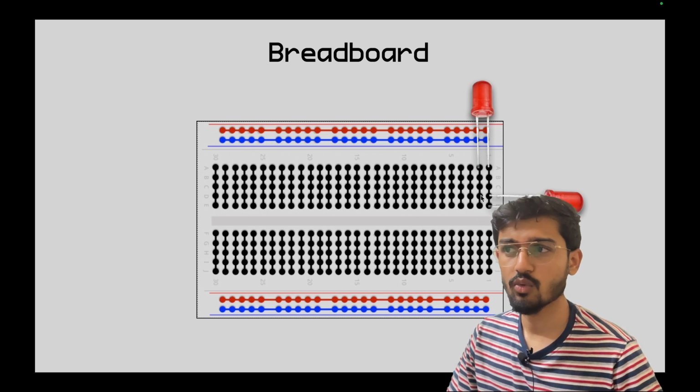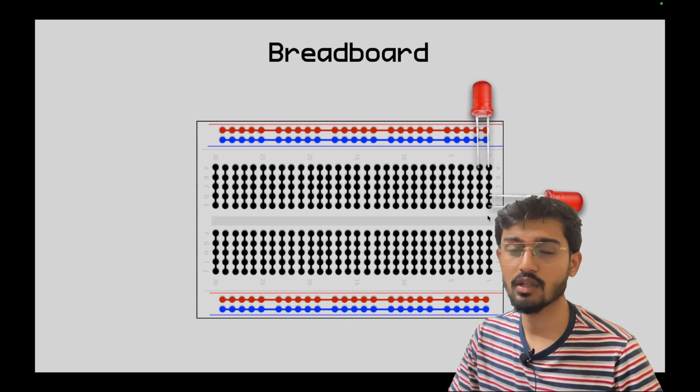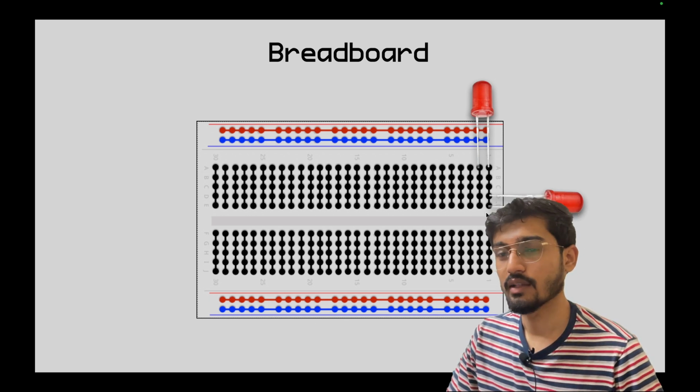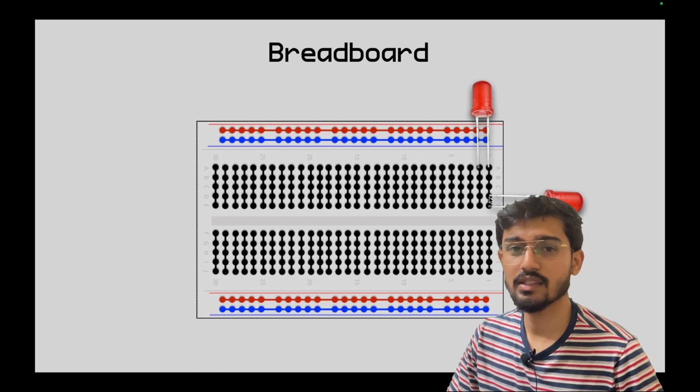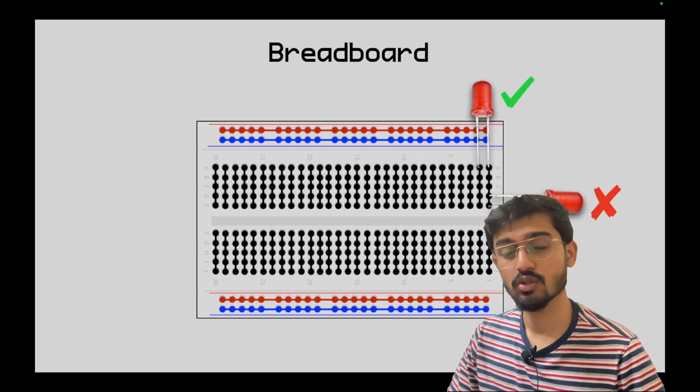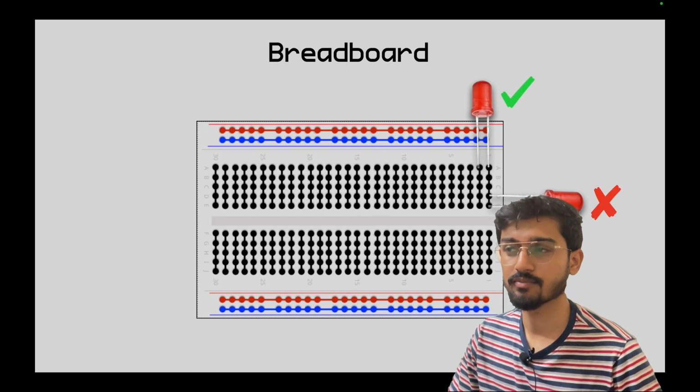Or would current want to just pass by without going through the actual LED? Which one do you think current would want to flow through? And the answer is it would want to go through the least resistant path, right? So this is not how you connect an LED. The right way of connecting an LED is like this.